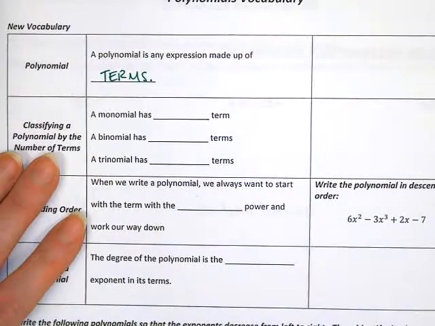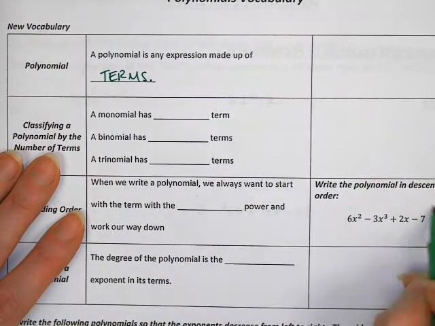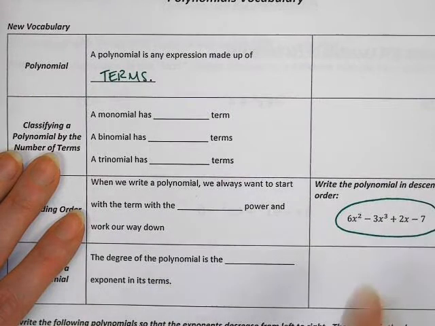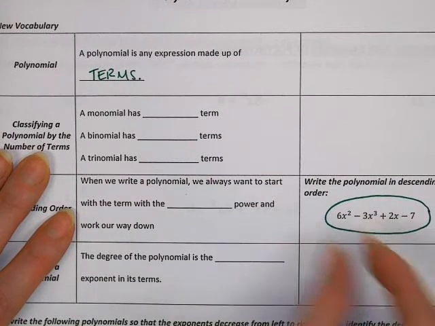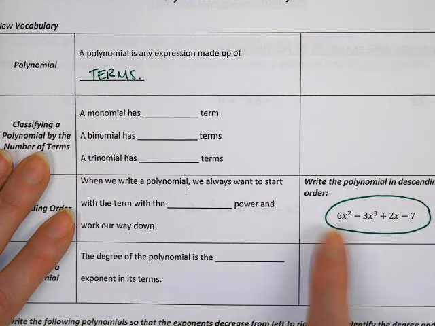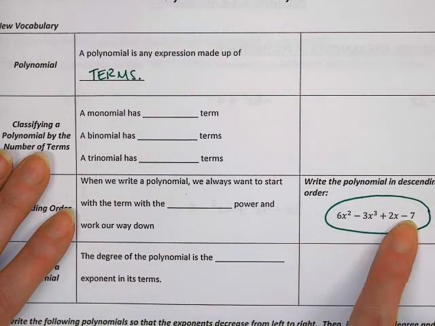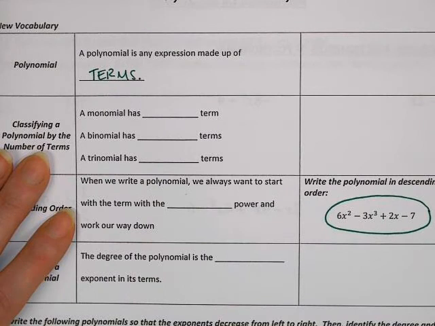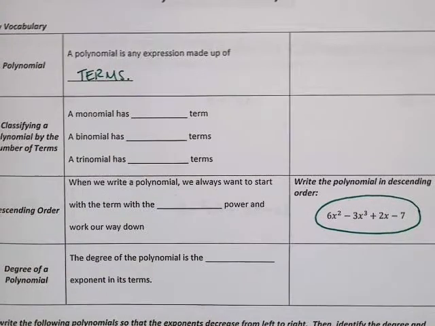And we should probably see an example. Here's an example. This is called a polynomial. So it's made up of all these chunks of numbers and variables called terms, and the operation between them is either addition or subtraction. So this is an example of a polynomial.